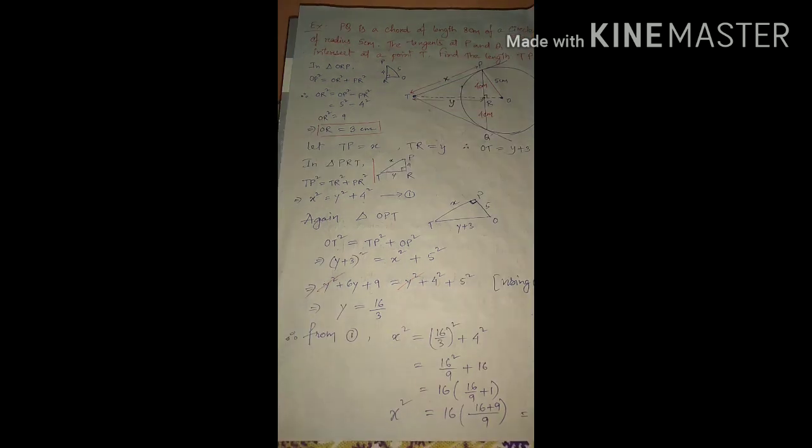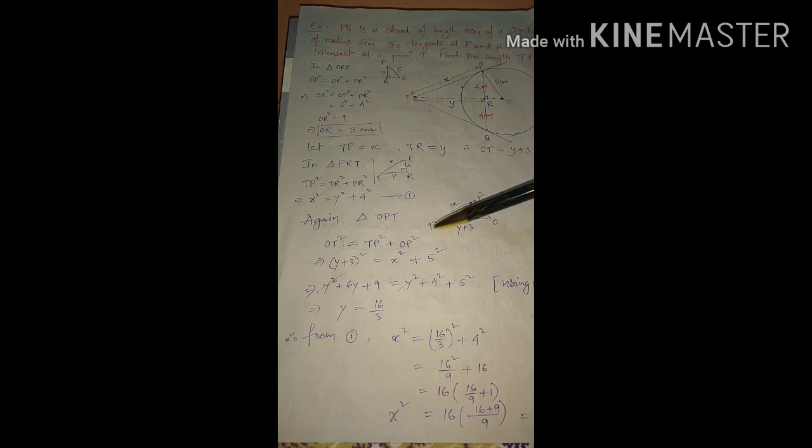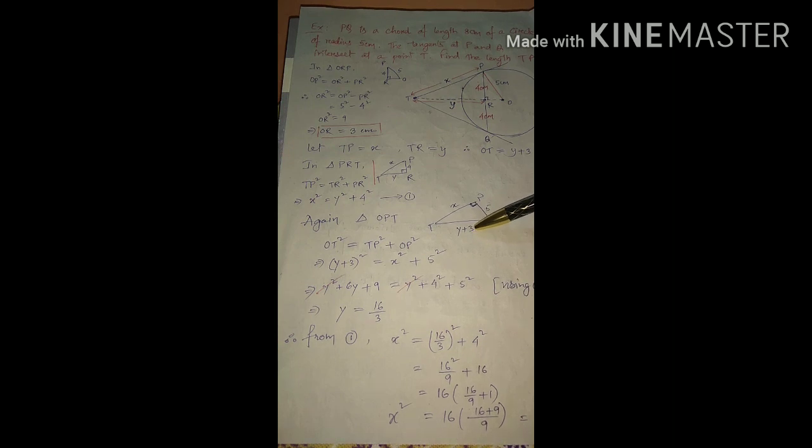Again, if you consider another triangle here, you see in this figure OPT. Since TP is the tangent and P is the point of contact, OP is what? Radius. So obviously the whole angle is how much? 90 degrees. That's why the diagram is drawn separately here, you see OP and TP, and this one is OT. So this angle is 90 degrees, and obviously the hypotenuse is y plus 3. So in this triangle we have to apply the Pythagoras theorem.